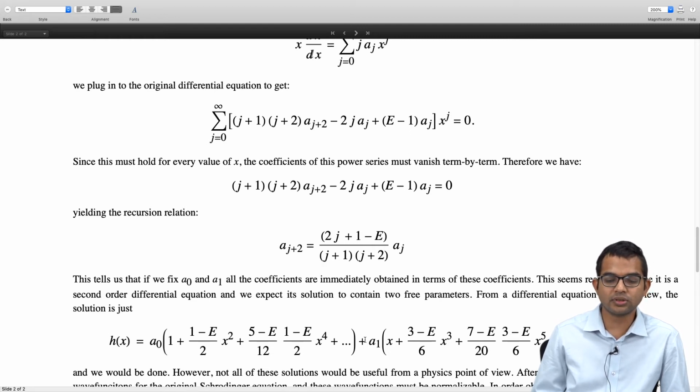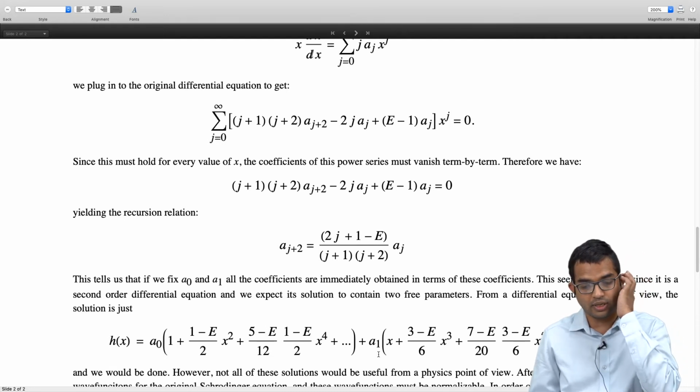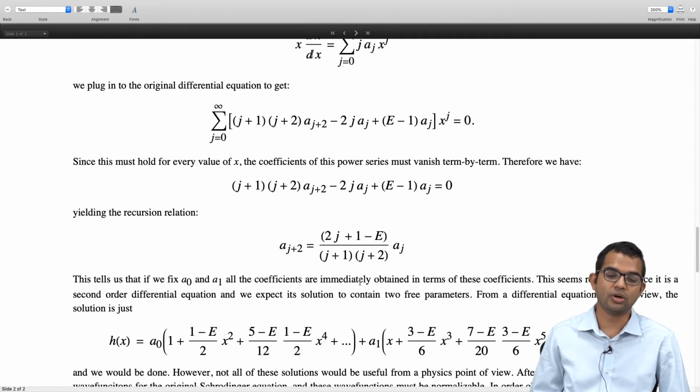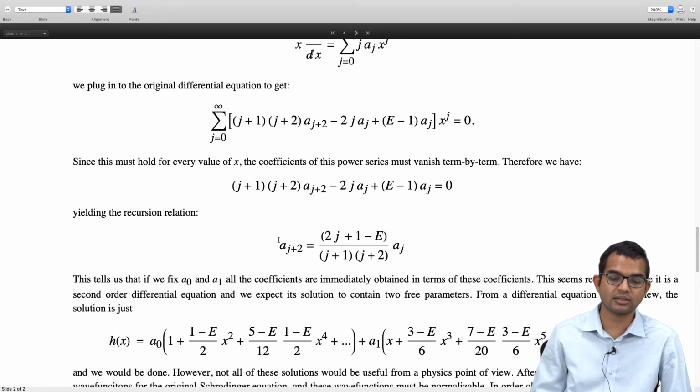And likewise, if you work out the next one, that will have three such factors, this whole stuff times another factor. And likewise, you see a1, if you fix a1, that will give you x, the coefficient corresponding to x. Then you have plus (3 minus e) divided by 6 times x cubed plus (7 minus e) by 20 times (3 minus e) by 6 x to the 5, and so on, right? So I've just explicitly written down the first few terms using this recursion relation to show you how this operates in practice.